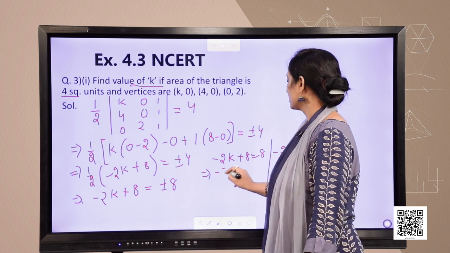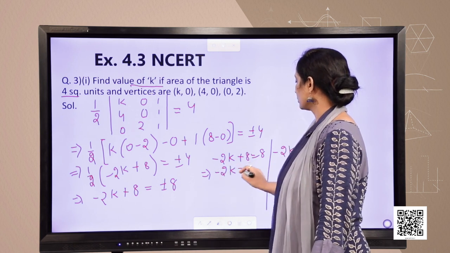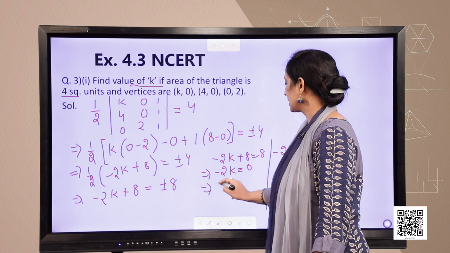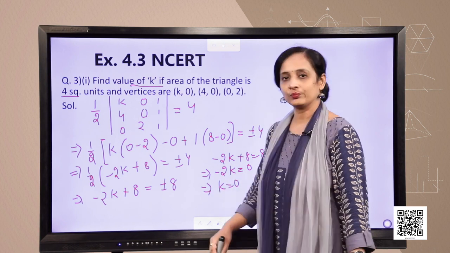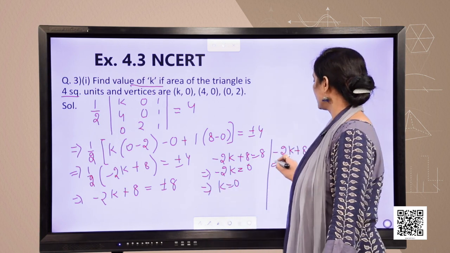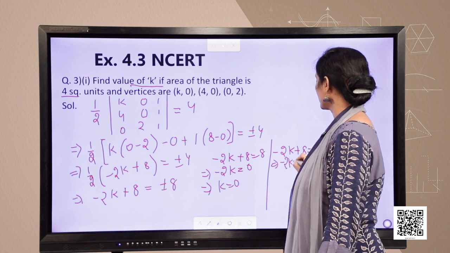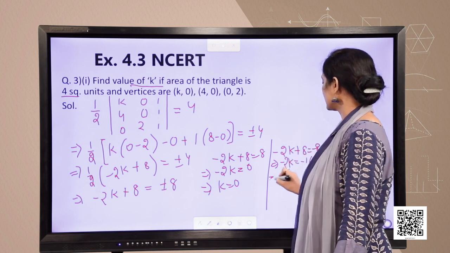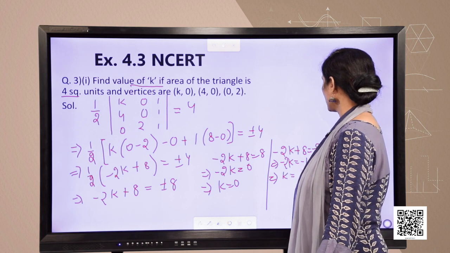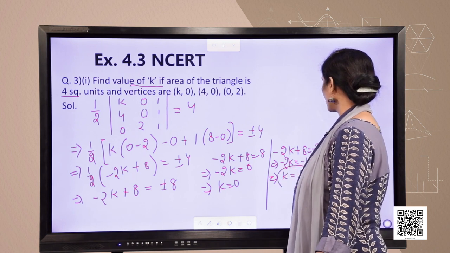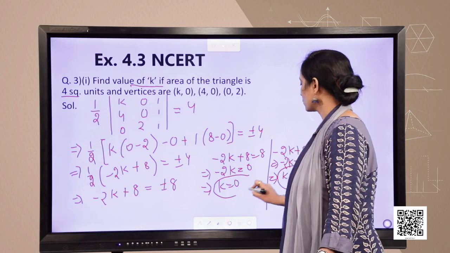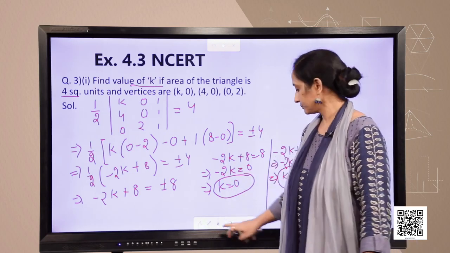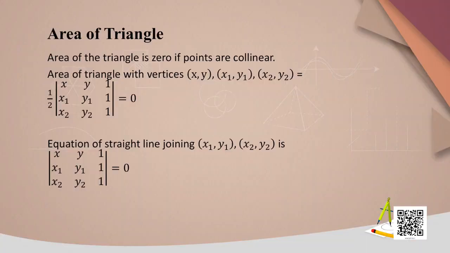Let us solve it. This 8 is cancelling on both the sides, so it becomes k is equal to 0. In the second case, we are getting minus 2k is equal to minus 16, or I can say k is equal to 8. So we are getting these two values for k. So let's learn this area of triangle.